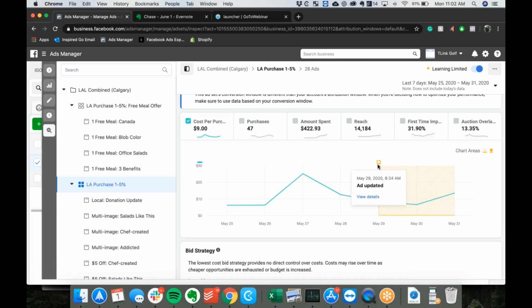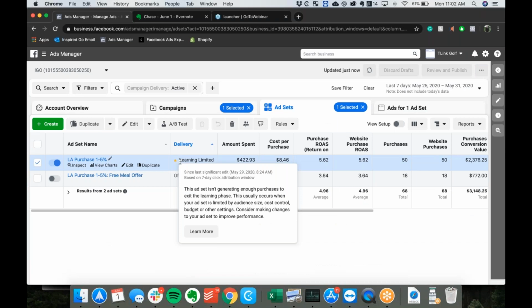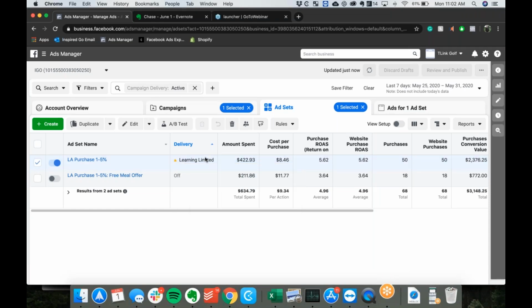May 29th, yeah. Okay, then you need to wait 7 days from that point and it'll exit learning if it gets 50 or more for sure. Even if it says learning limited, it's not even showing that count up towards the 50 optimization events. Correct. Oh, I see. Okay, I thought once it was in learning limited, it was always stuck there. Gotcha. Yeah, no, that's fine. Okay, so just wait 7 days. Yep, that's right. It looks good.